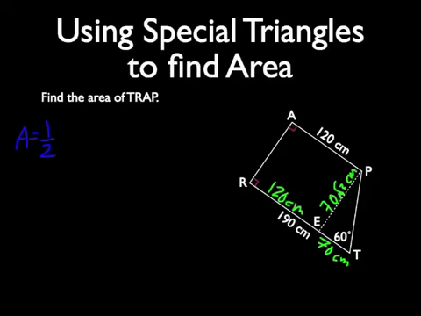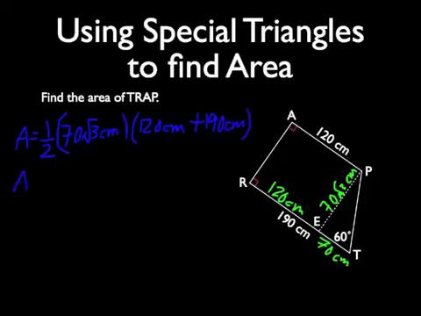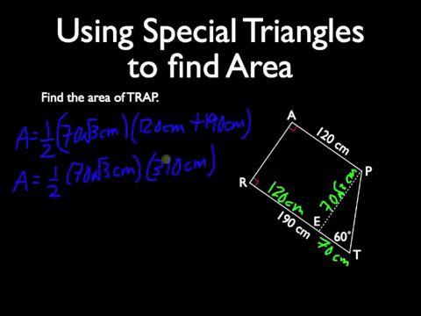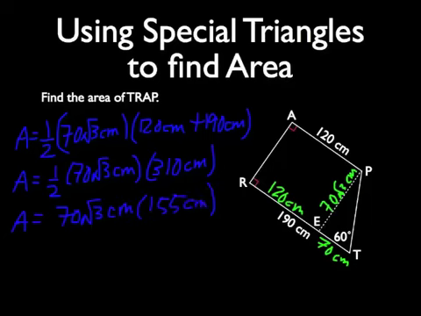The area is going to be 1/2 this 70 times the square root of 3 centimeters times the 120 centimeters plus the 190 centimeters of our two bases. Order of operations tells me that 120 plus 190 is 310 centimeters. And I'm going to take half of that to make my numbers smaller. So I have 70 times the square root of 3 centimeters times 155 centimeters. And of course everyone knows that 70 centimeters times 155 centimeters is 10,850 square centimeters, and then let's tack on our square root of 3, and all is well. The area of our trapezoid is 10,850 times the square root of 3 square centimeters.